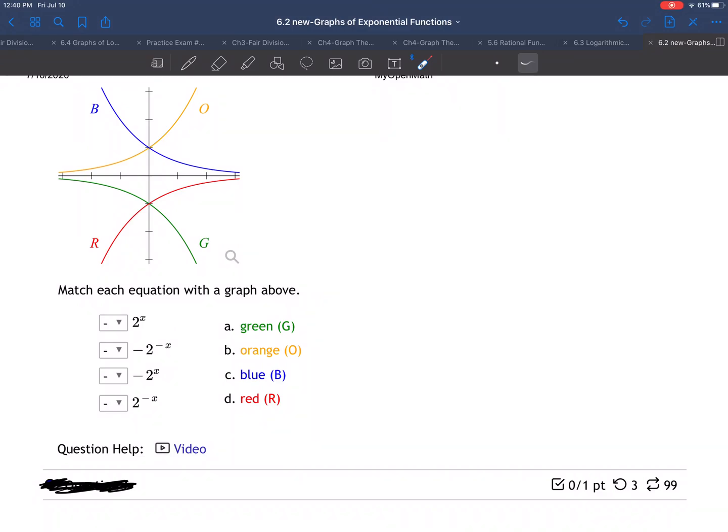Here we have an example of 4 exponential graphs, and we're matching the graphs with these equations. Which one is which one? Well, this is going to be all about making little tables. So I'll start with the first one here. Y equals 2 to the x.